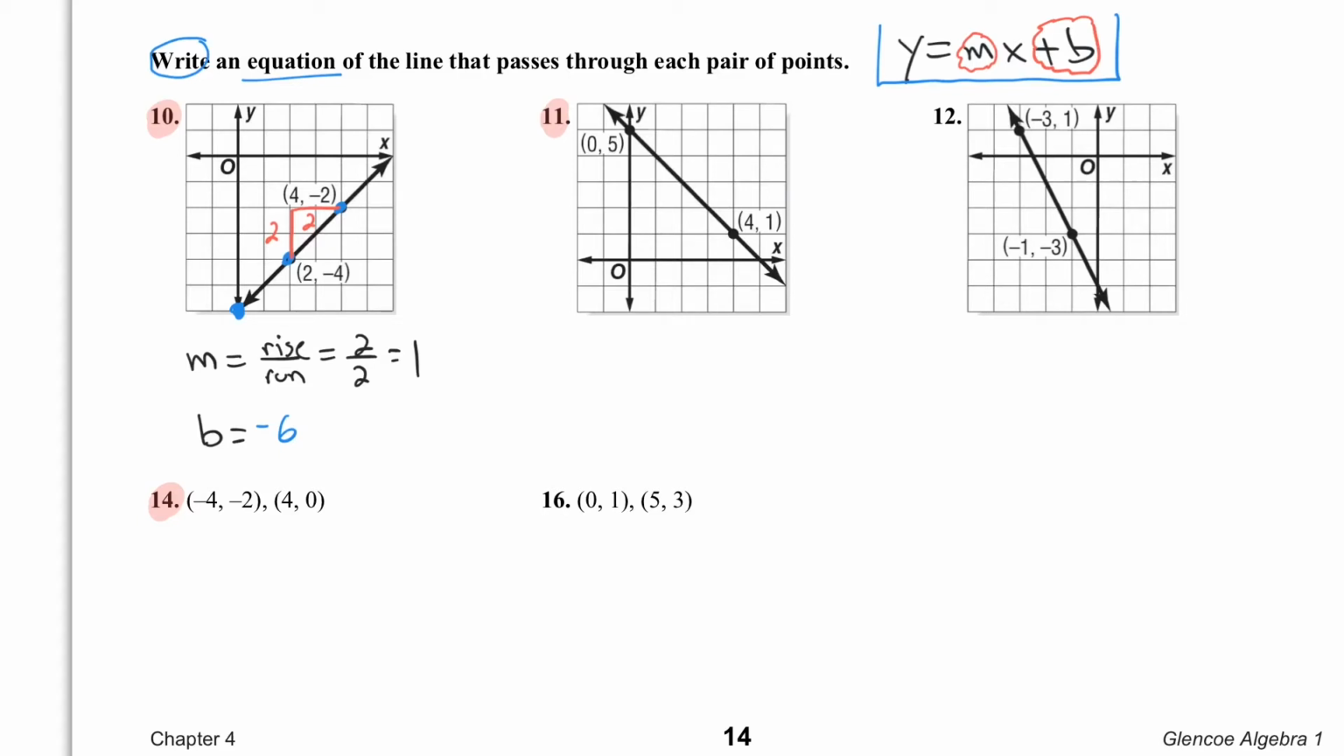So I'm going to start with the y by itself, and I'm going to do it right on the right side here of the graph. So that is the slope-intercept form. y by itself equals mx, m is 1, x plus b.